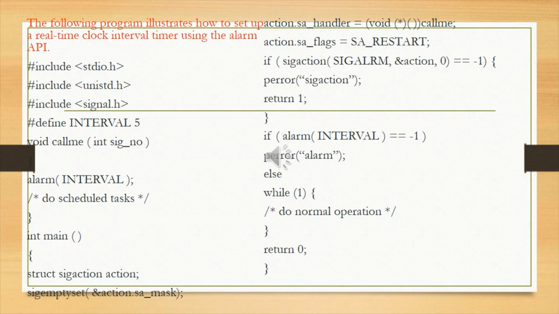The setitimer and alarm APIs require the user to set up signal handling for each timer expiration. They should not be used in conjunction with the sleep API, because the sleep API may modify the signal handling function for the SIGALRM signal.